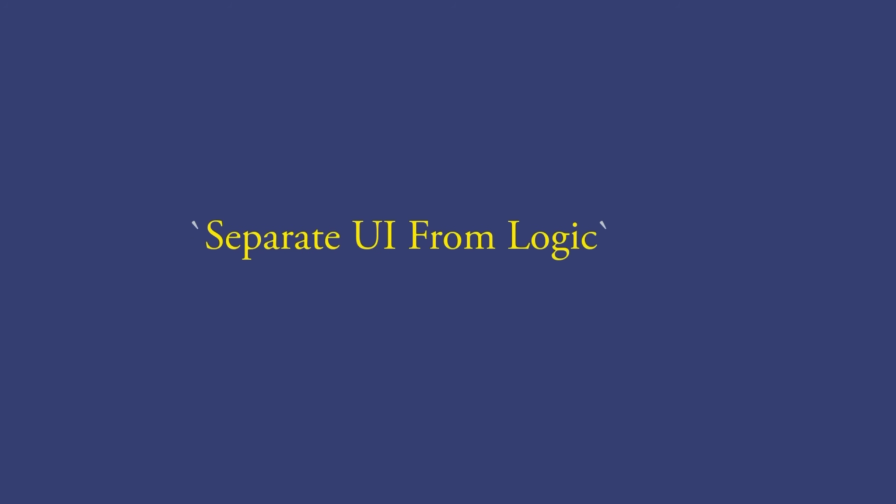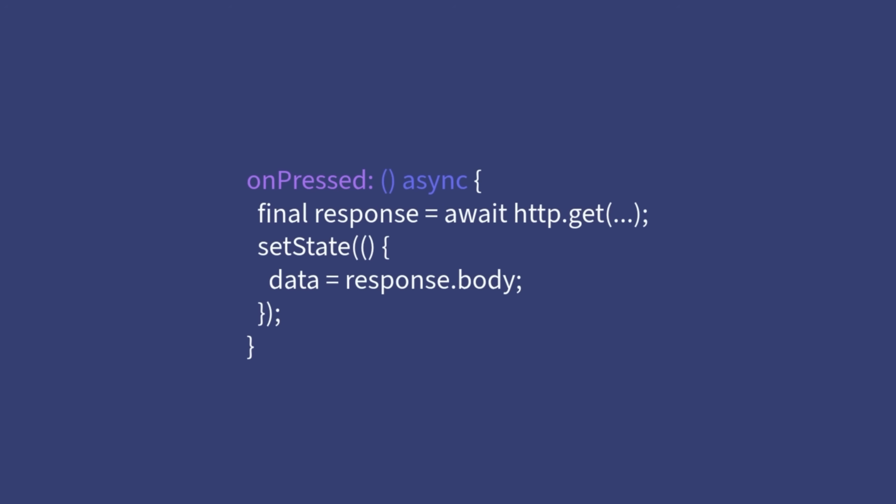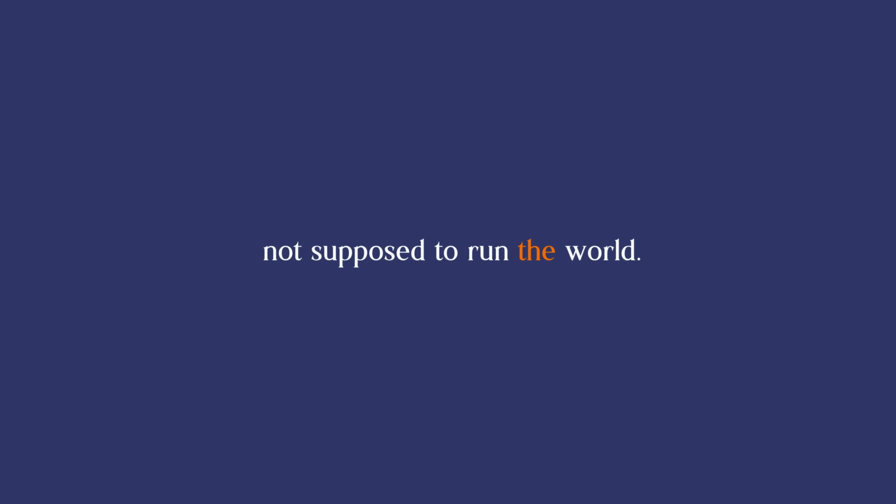Principle 3. Separate UI from logic. This is a very common mistake. We write everything inside the button. Network call, state update, error handling. But your button is not supposed to run the world. UI should show things. Logic should handle things.